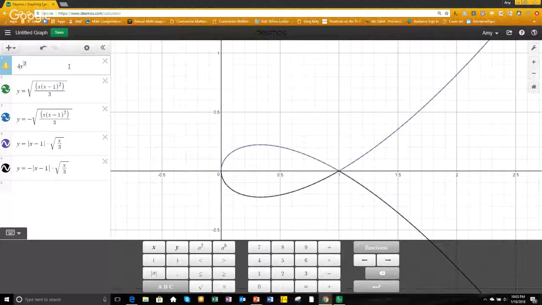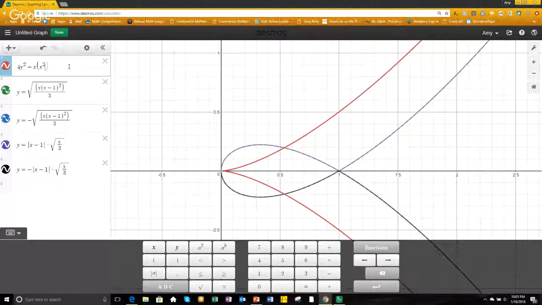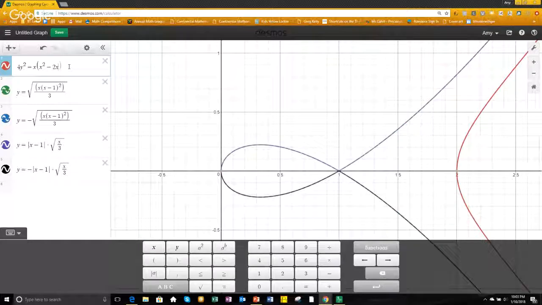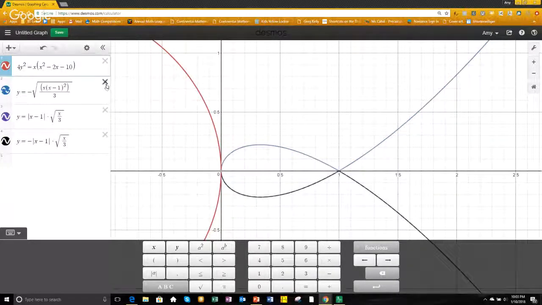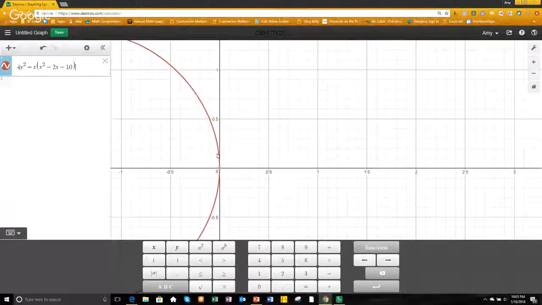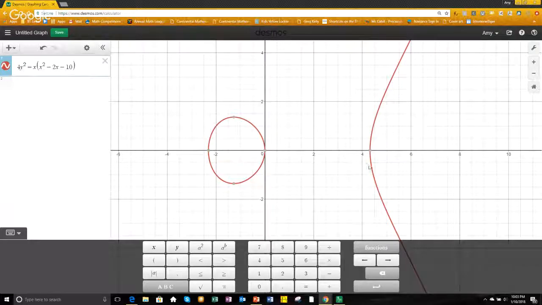That would be 4y to the second equals x times x to the second minus 2x minus 10. And I'm going to get rid of all of these. And zoom in here so we can actually see what the diverging parabolas look like. So this side looks kind of like a parabola, but this one doesn't. And I'm not sure why they called them diverging parabolas, but that's what the names of the curves are.